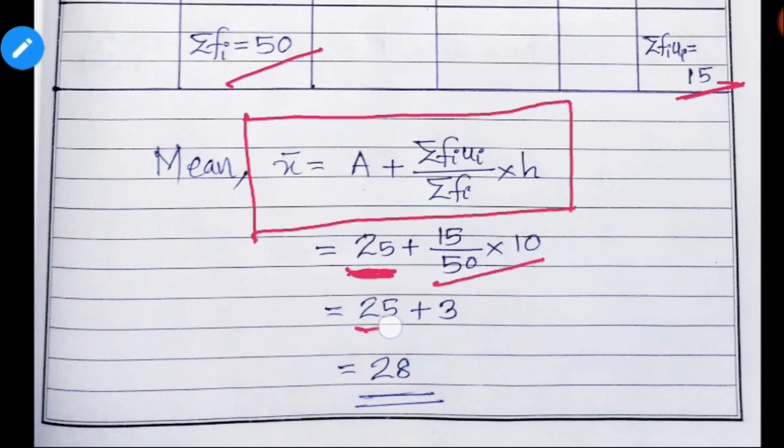So 25, keep it the same, plus 15 by 50 into 10. Here the 0 and 0 we can cancel. Then 15 by 5 is 3, 3 into 1 is 3. So 25 plus 3 equals 28. So 28 is the arithmetic mean of this data by the step deviation method.